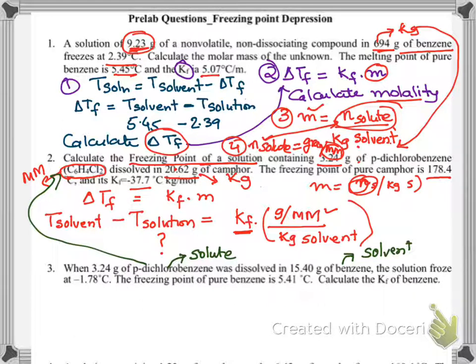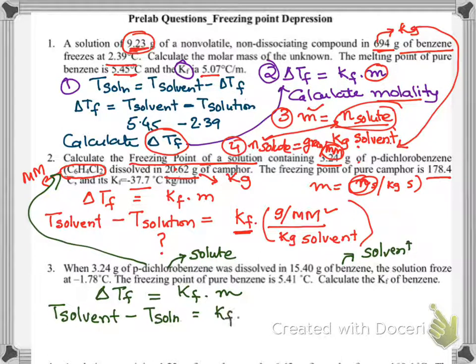Calculate the Kf. Let's do the same thing. Try to do it in one step. Delta Tf equals Kf times molality. Delta Tf, change in temperature, is the freezing point of the solvent minus freezing point of the solution equals Kf times molality. Molality is moles over mass of the solvent in kilograms. And what are moles of the solute? Moles is grams over molar mass divided by the kilogram of solvent.